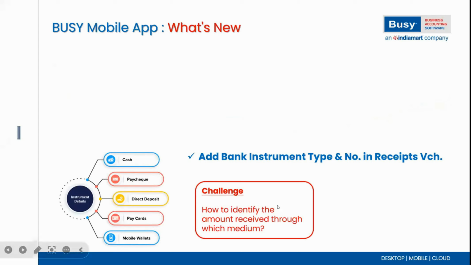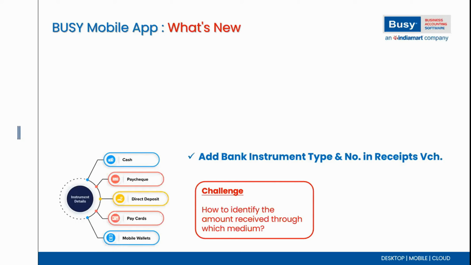The main challenge here is how to identify the amount received through which medium. Most of the time the operator might get confused about how the amount was received, whether it is RTGS, NEFT, e-wallet, UPI, Google Pay, PhonePe. It might be difficult to gather the data. But now you won't face this problem. You'll get this feature to easily manage your instrument types and numbers.